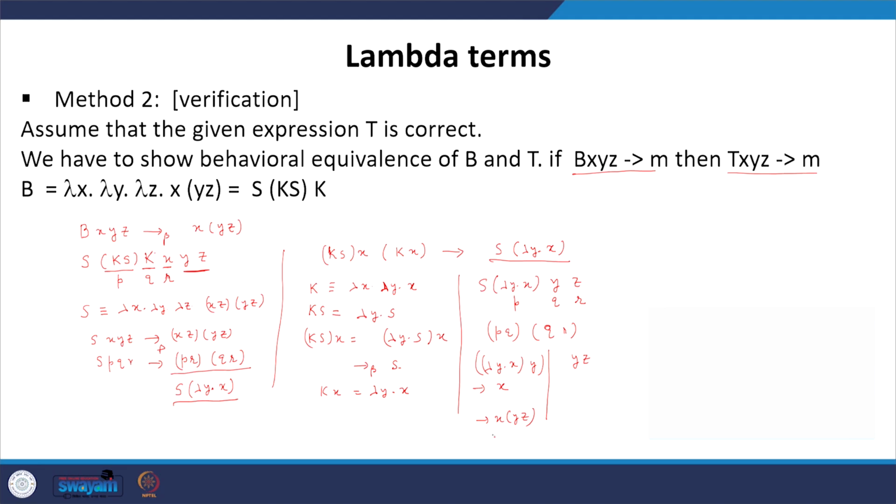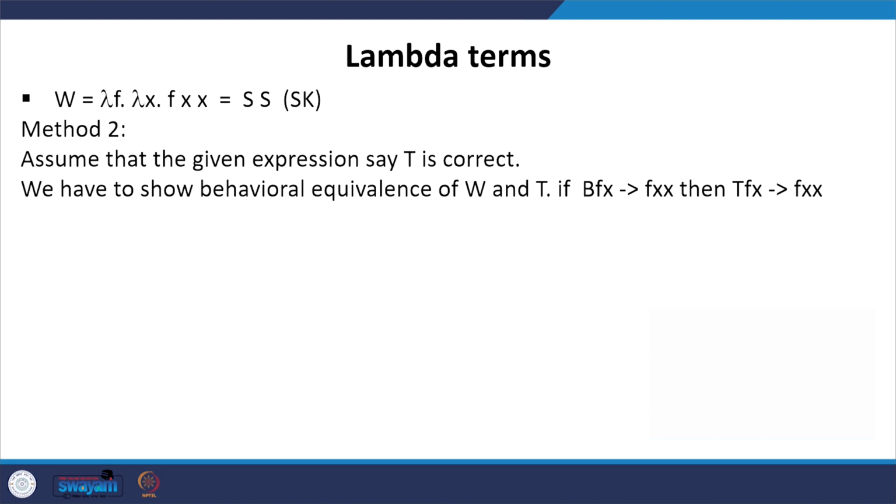So, then we are done. This is what we are supposed to get. B was giving us xyz, and this also gives xyz. That means the term B can be replaced by S applied to one term called KS, and another term. So, we are done. Now, we take up another expression.